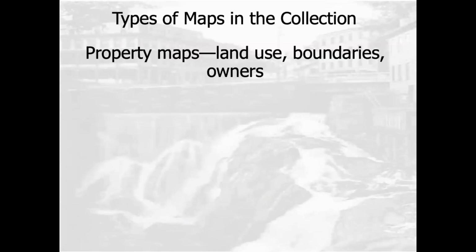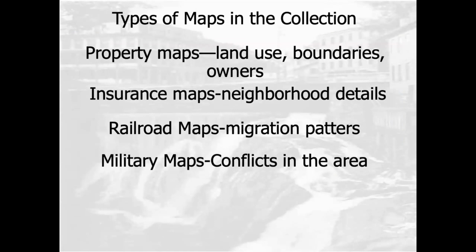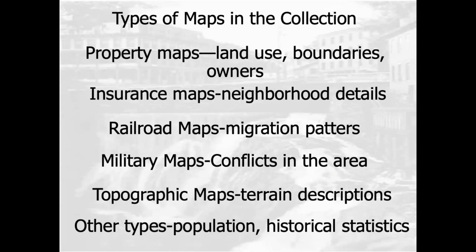These are the types of maps you can find in the Rumsey collection that would be of interest to genealogists. There are a lot more that may not be of interest to genealogists, but you'll find them interesting no matter what. We'll take a look at property maps, and how railroad maps can aid in migration patterns. Sorry, I got a misspelling there. I'll fix that. Some of the other types of maps are population, historical statistics, and other ways of viewing geographic information.